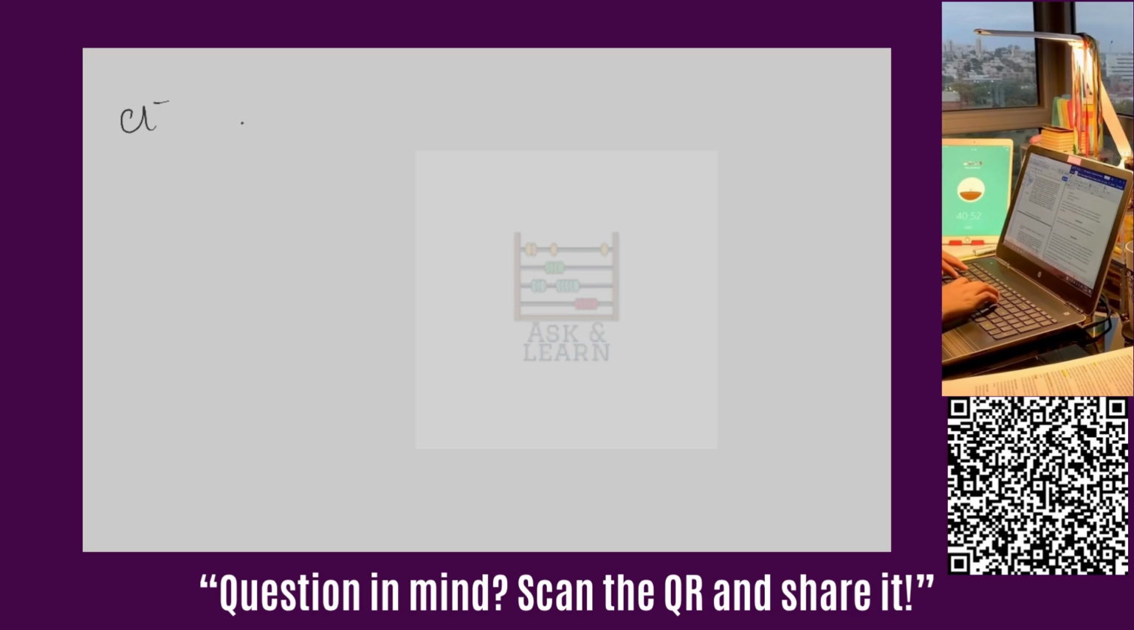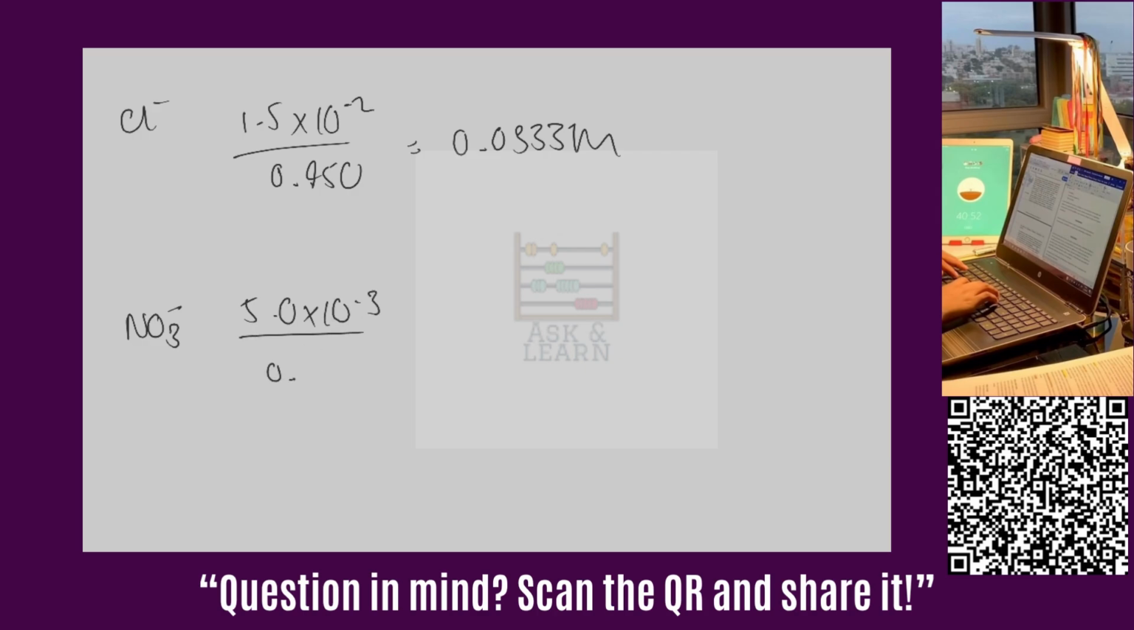So we have the moles of Cl minus left. That is 1.5 times 10 to the minus 2 divided by the volume 0.450 equals 0.0333. Then we have NO3 minus, 5.0 times 10 to the minus 3 divided by 0.450, the exact same calculation as the one above, 0.0111. And then in the next portion of the podcast, we will discuss how we can calculate the molarity of Ba2 plus.